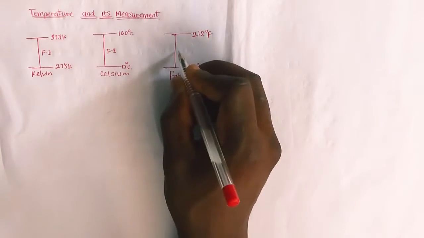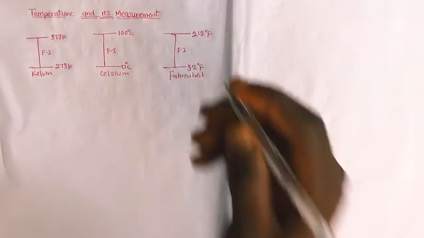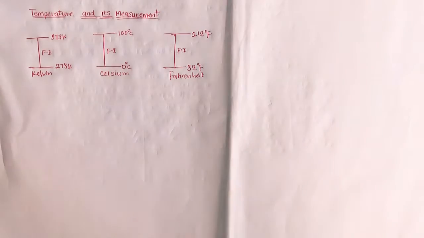Fundamental interval, that's our Fi. The value of the fundamental interval depends on both the upper fixed point and also the lower fixed point. That is, the difference between the upper fixed point and the lower fixed point will give us the fundamental interval.